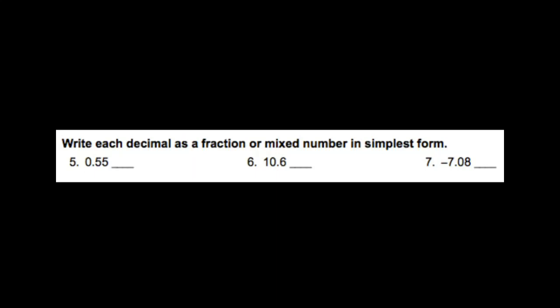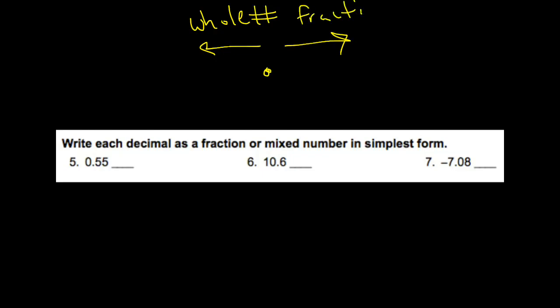Now, I want to remember that anything to the left of a decimal point is going to be a whole number. Anything to the right is going to be a fraction. So I'll put my decimal point here, put an arrow going left. That'll be whole numbers. And anything to the right of a decimal will be a fraction. Left is a whole number, right is a fraction.